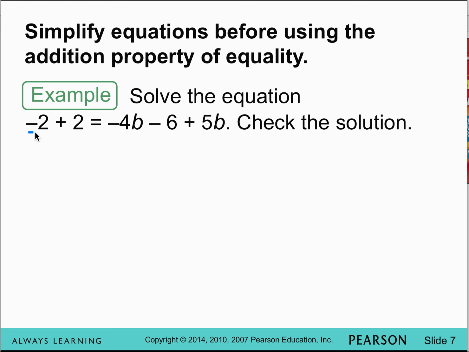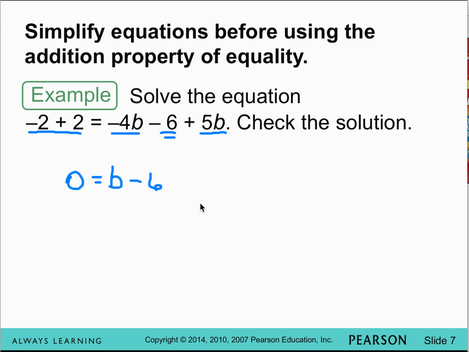So on this side, they're just two constants. I can add them together. And different signs means minus. 2 is 0. Right? It doesn't matter if it's plus 0 or minus 0. Over here, these I can combine because they're like terms. The signs are different, means minus. 5b minus 4b is 1b. And then I have this constant term.